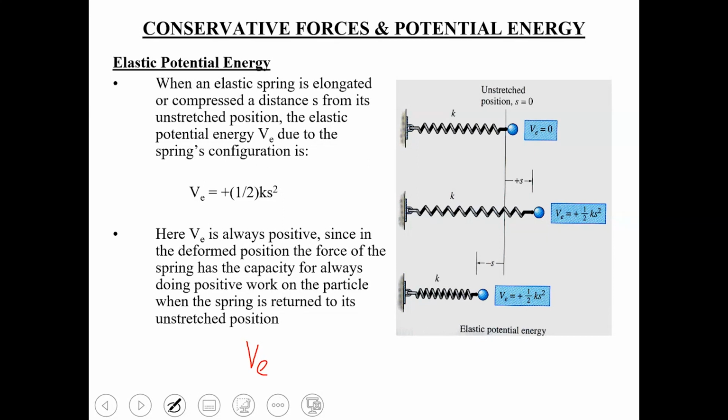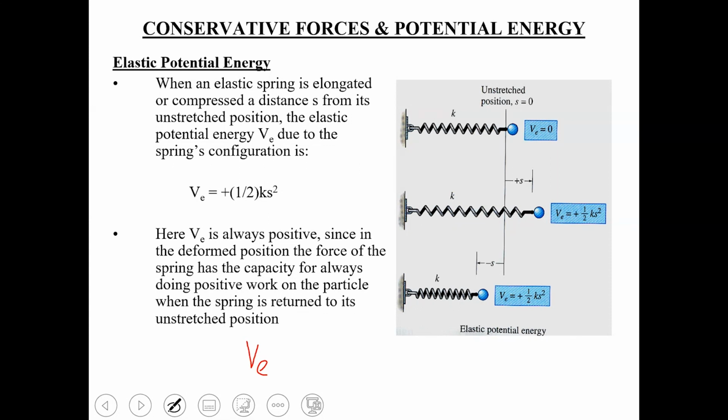Okay, just a little question for you people. Whenever a spring is displaced from its neutral position, or unstretched position, whether it is being compressed or elongated, in both cases, what will the spring force try to do? Resist the stretching or compression. Basically, the spring force will try to move the spring back to its unstretched position. So whether the spring is elongated or compressed, that is, whether the spring is deformed from its unstretched position, the spring force will always try to move that spring back to its unstretched position.